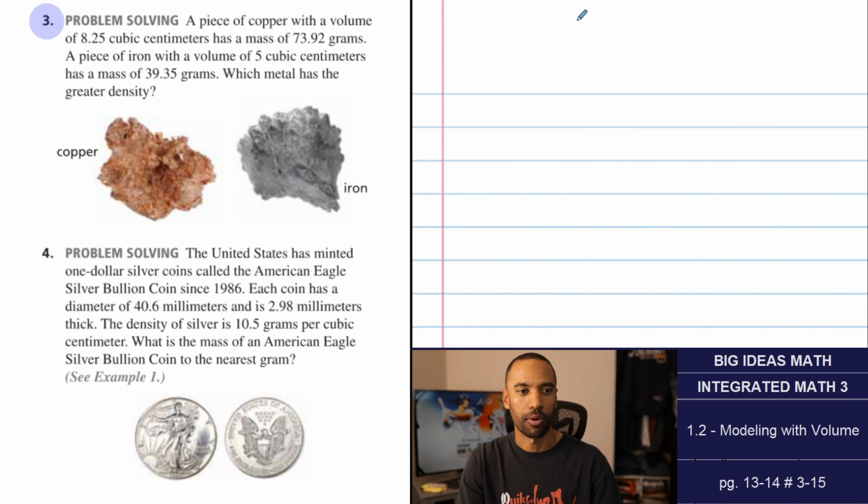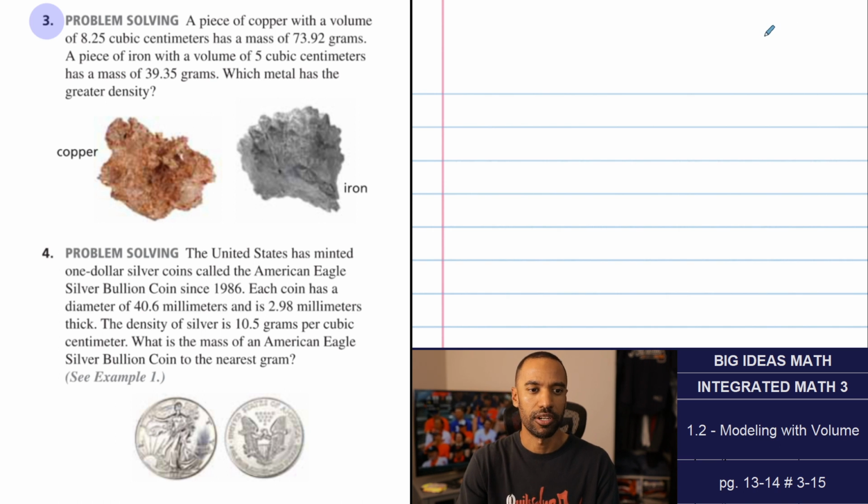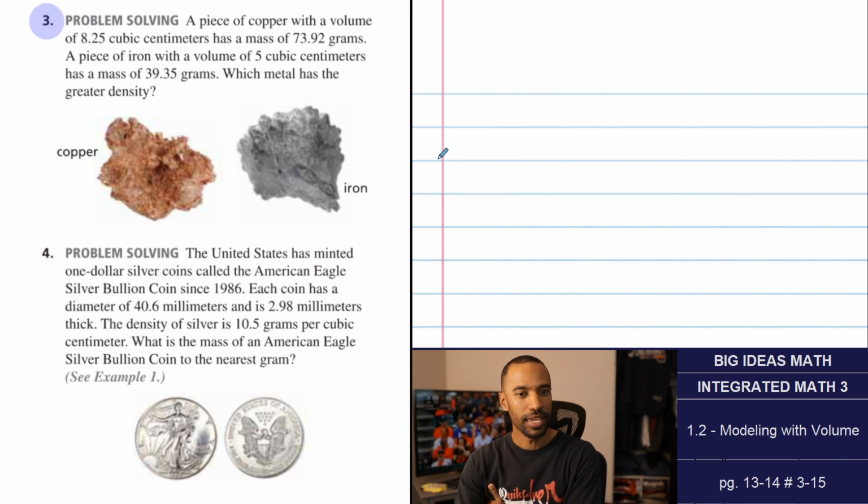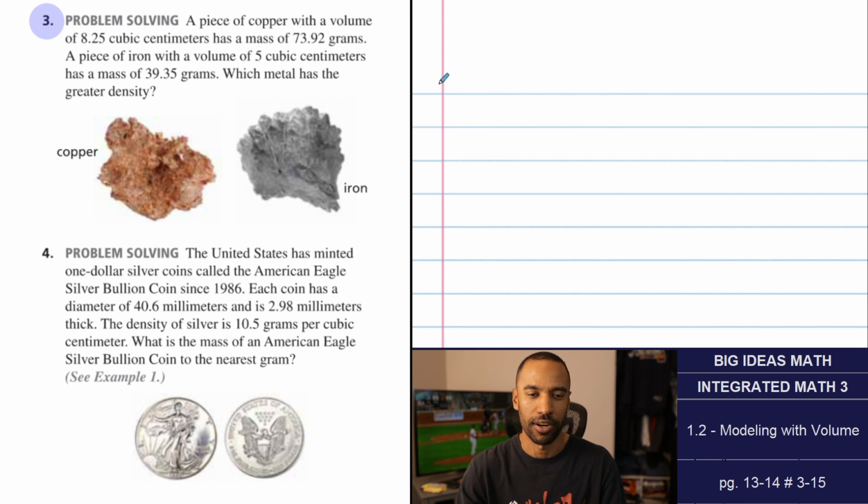A piece of copper with a volume of 8.25 cubic centimeters has a mass of 73.92 grams. Well, we can get density out of that. A piece of iron with a volume of 5 cubic centimeters has a mass of 39.35 grams. We can get density out of that. Which metal has the greater density? Well, that's what they want us to know. So let's find the density.